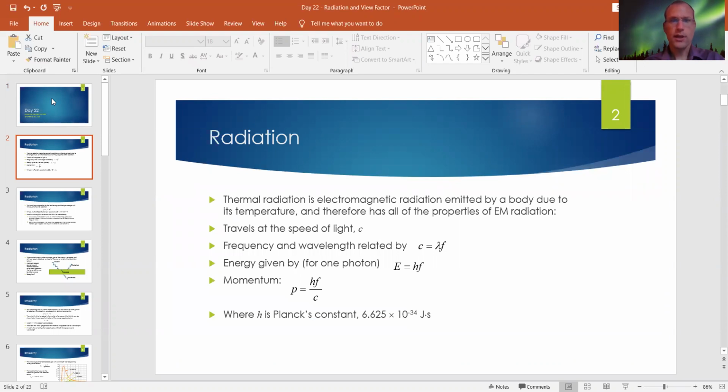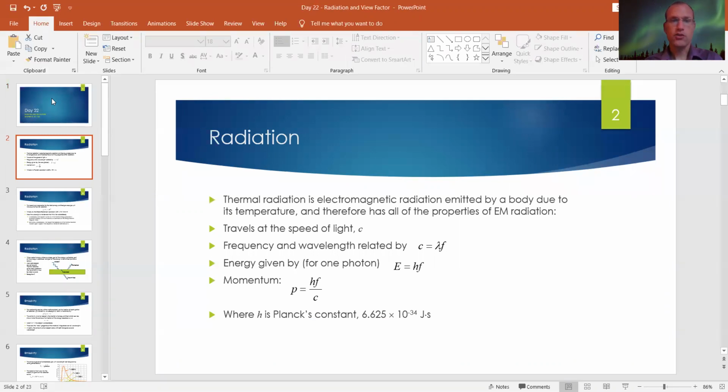So first up, radiation: electromagnetic radiation emitted by a body due to temperature. So every object in the universe is emitting electromagnetic radiation based on its own temperature, and that is thermal radiation. That is a form of heat transfer.